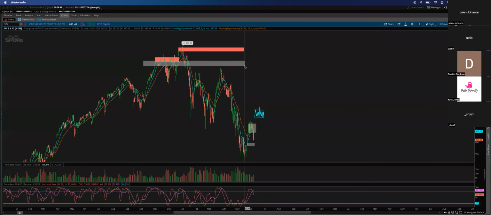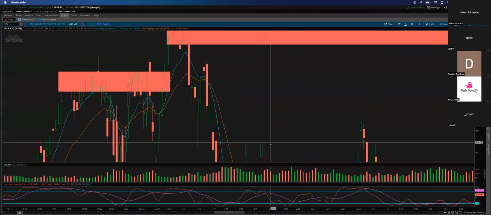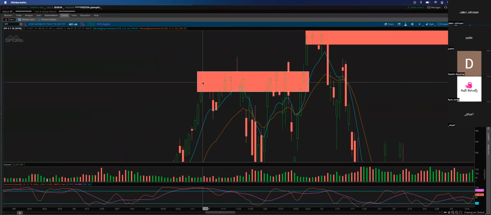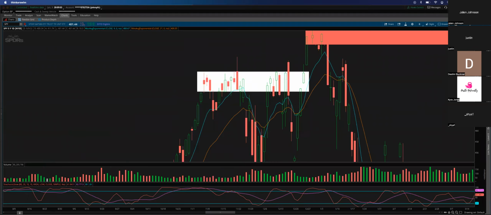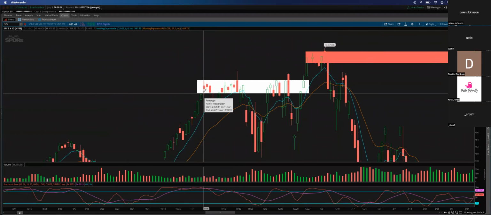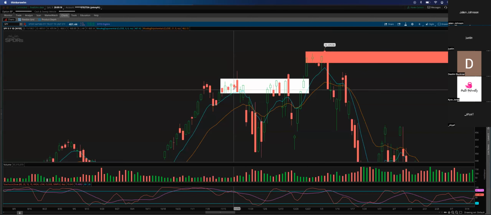But as you can see, let's zoom that in. Like I said, it's hard, but I'm telling you, it gets better. We had a balanced area. Let me change the color to white. This is a supply zone. We started right here where the sell-off began. We had a consolidation, we sold off, we retested this area and sold off again all the way down here.